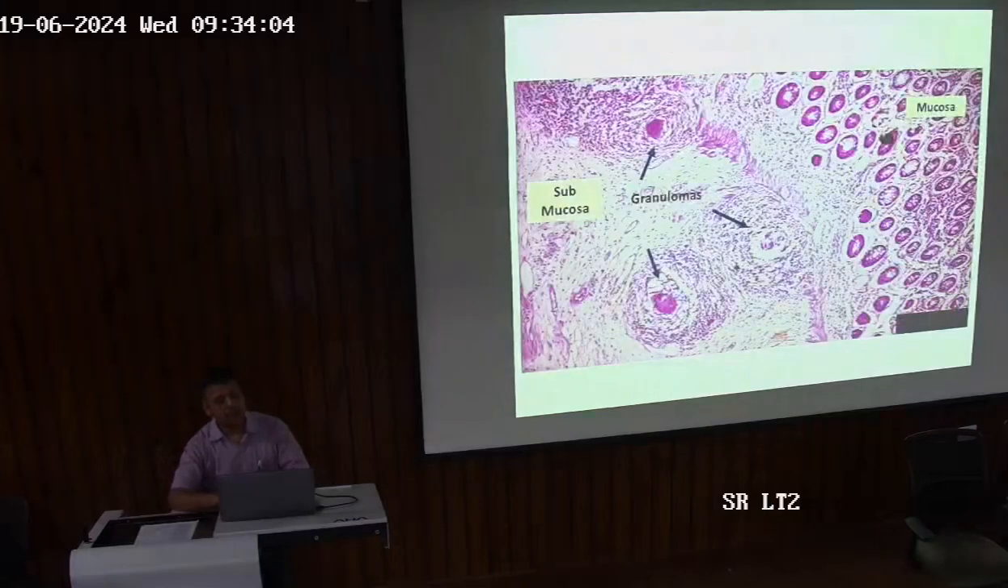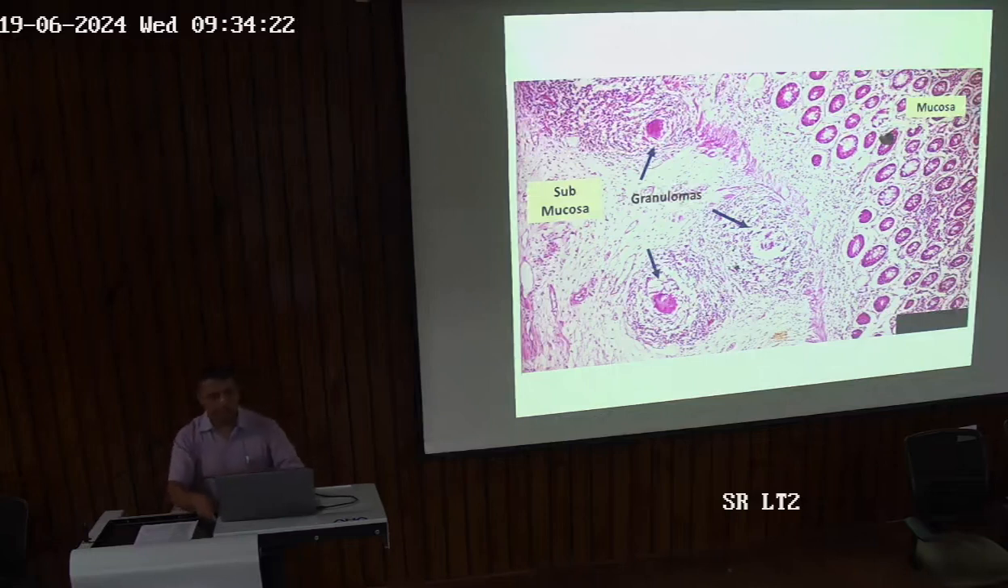So, again, this is the picture of a granuloma. Here we can see this slide, which you will see on Friday. How to identify? There are two slides in the practical hall. One is TB lymph node and the other is TB intestine. And out of these two, you can get any one of them.